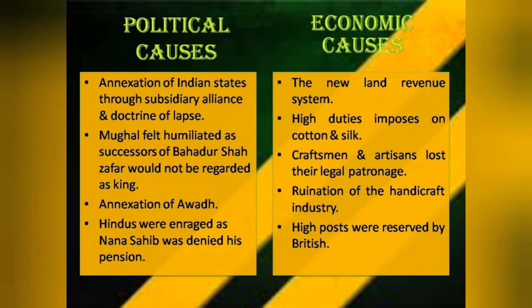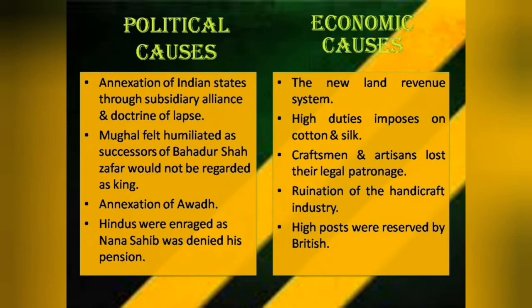As you have read earlier, Lord Dalhousie applied the doctrine of lapse widely. According to this doctrine, he took over all the territories whose rulers had died without leaving any natural male heir. When the Peshwa Bajirao died, his adopted son Nana Sahib was refused the pension which his father had been getting. Then the Mughals felt humiliated, etc.